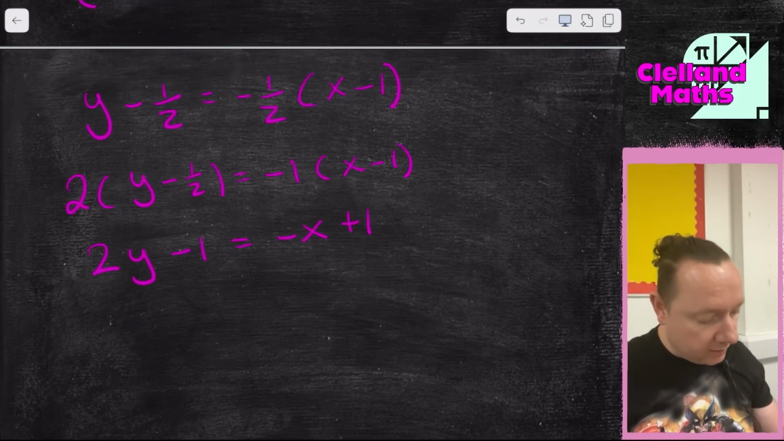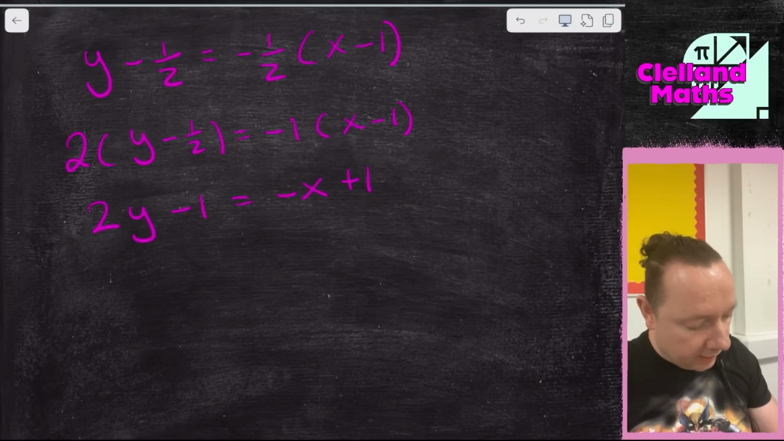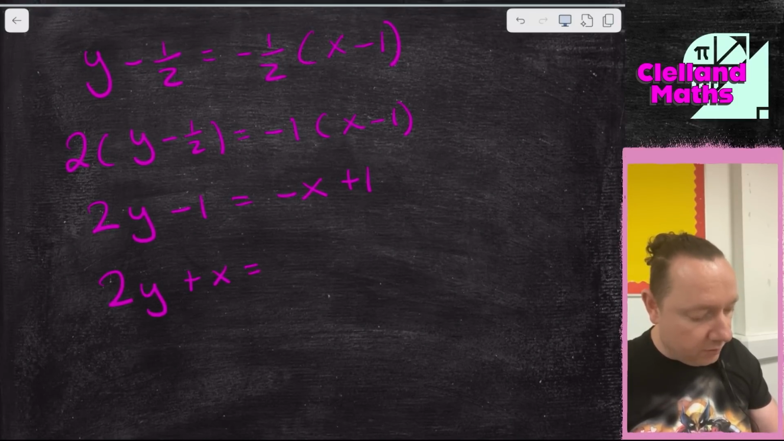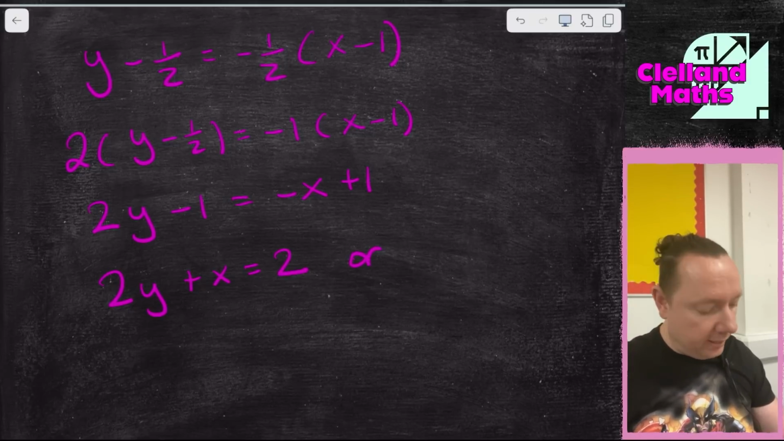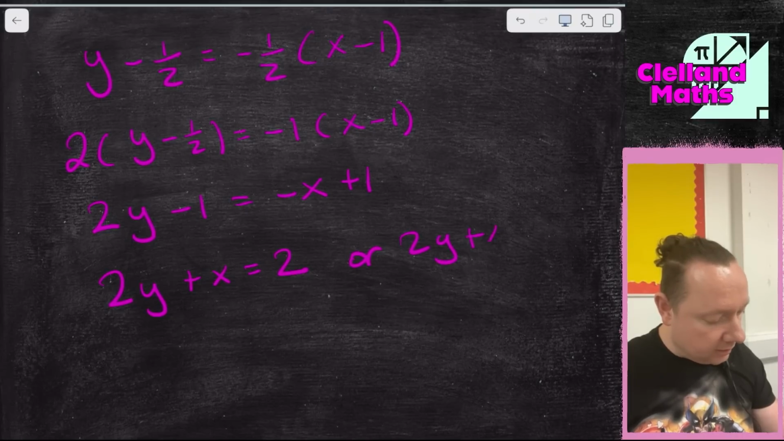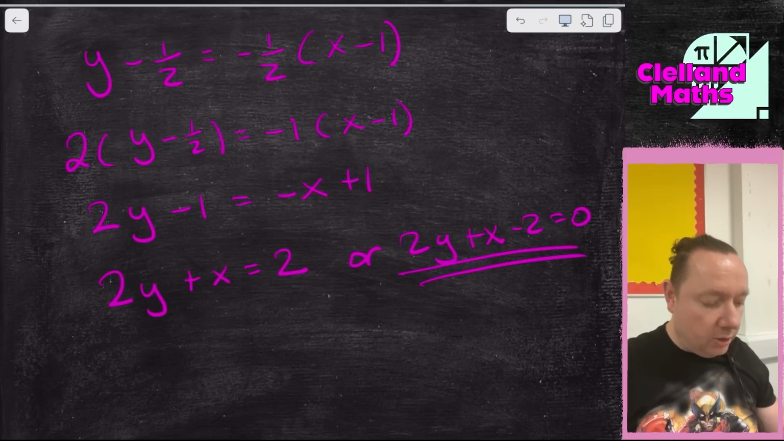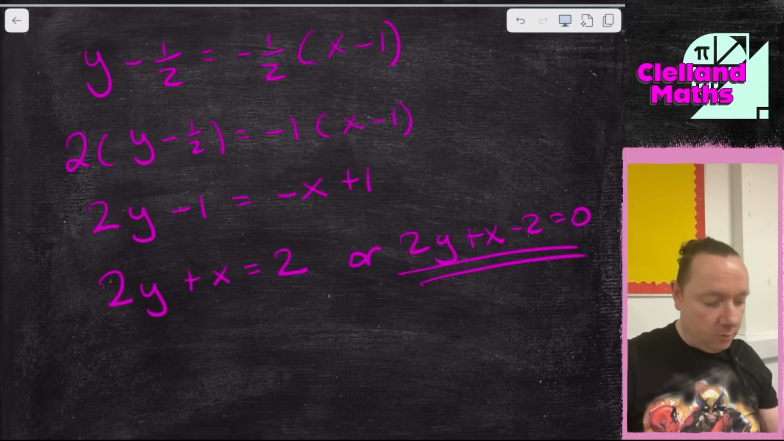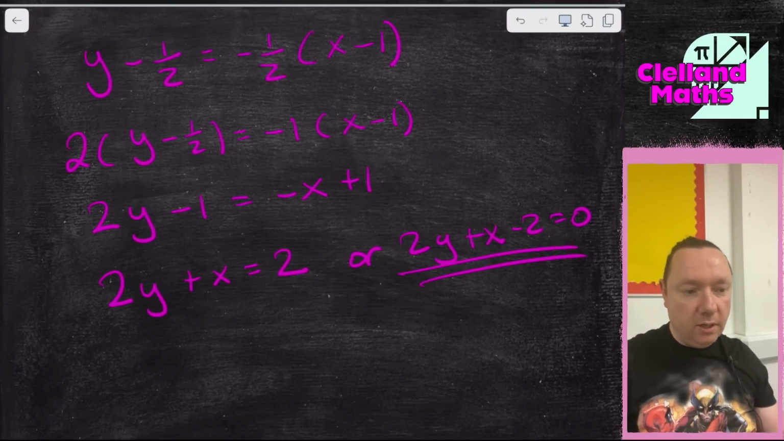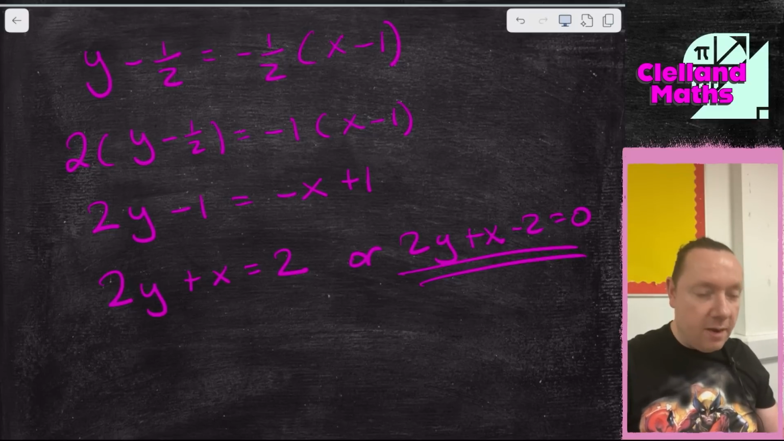There's 2 ways you can leave this. Move the y and the x to the same side. 2y plus x. And move the number 1 to the other side is 2. Or a nicer way, 2y plus x minus 2 equals 0. You cannot leave it as 2y equals minus x add 2. That's not allowed. You have to have it in that form, or y equals.